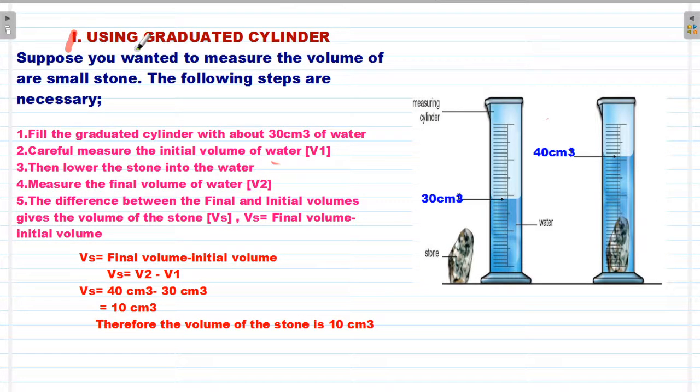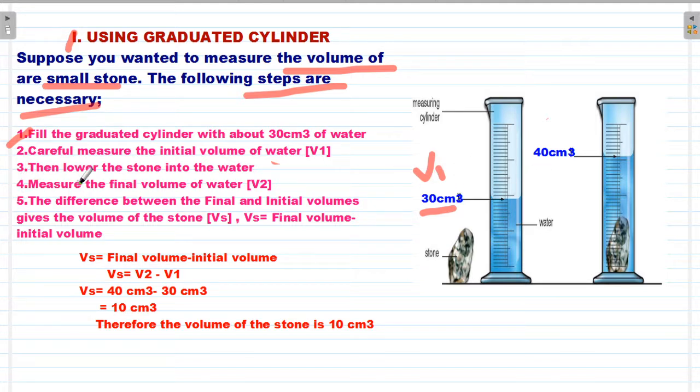The first method is using a graduated cylinder. Suppose you wanted to measure the volume of a small stone. The following steps are necessary. This is the graduated cylinder. Firstly, fill the graduated cylinder with about 30 cubic centimeters of water. Secondly, carefully measure the initial volume of water, V1.